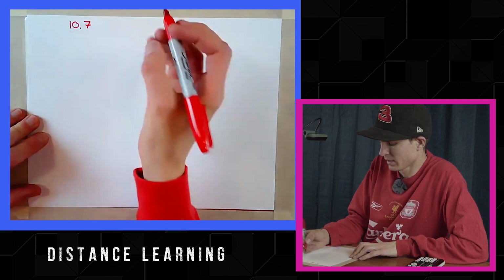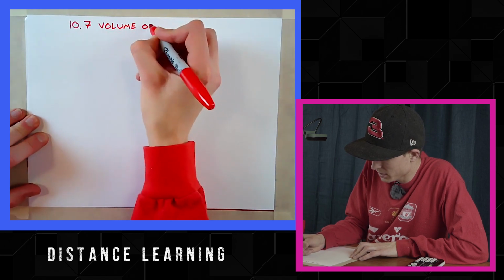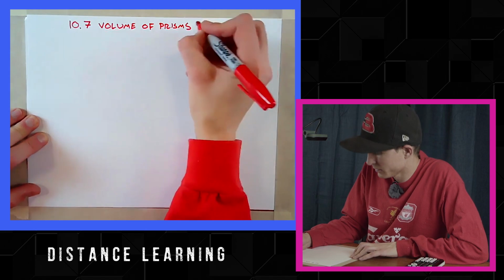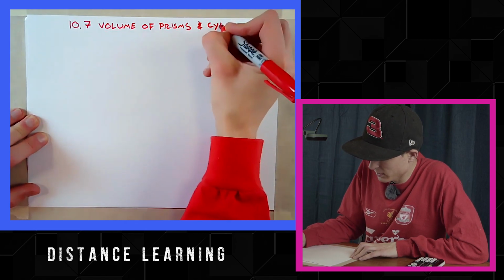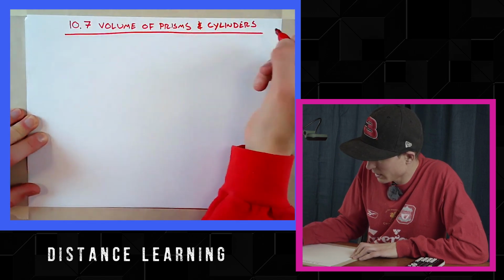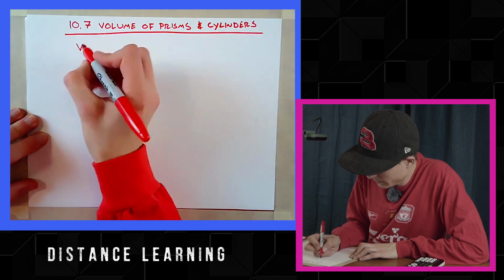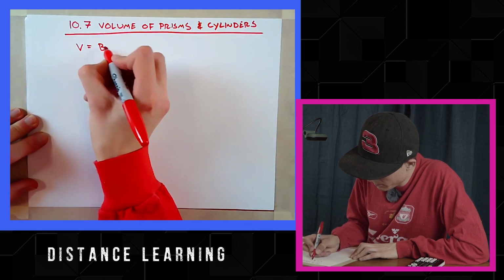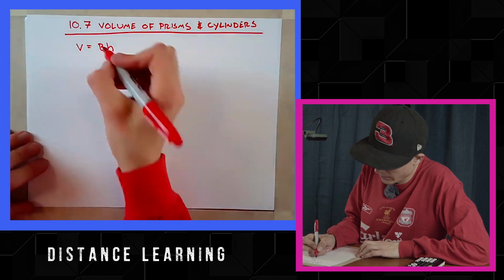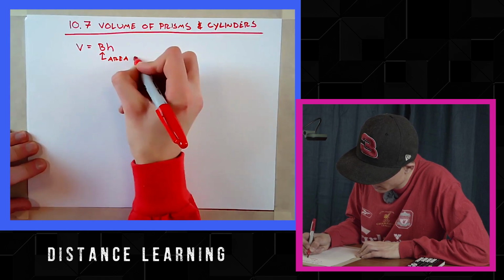Everything's gonna be fine. And today we get to do volume of prisms and cylinders, which I think is much easier than surface area. There's not too much to this one. The main formula is volume is going to be base times height for both a prism and a cylinder. And remember, when I write capital B, that means you have to find the area of the base.